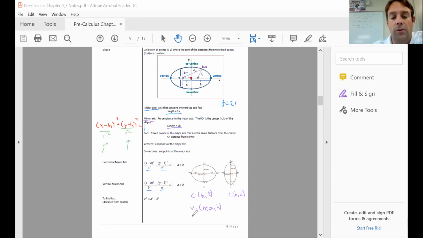For the foci, we're going to add and subtract C. And then we have our co-vertices. Our co-vertices are the shorter length, and on the short side, that would always be our B value. And I added it to the wrong side, friends. Plus or minus B.